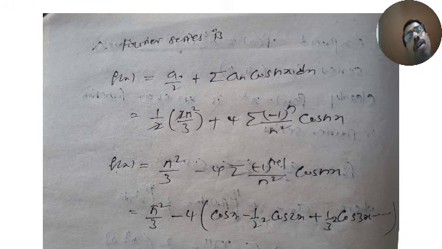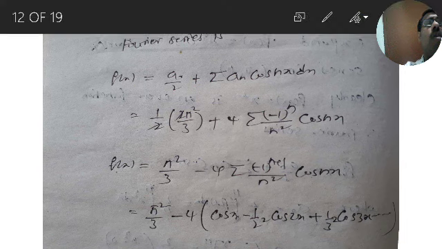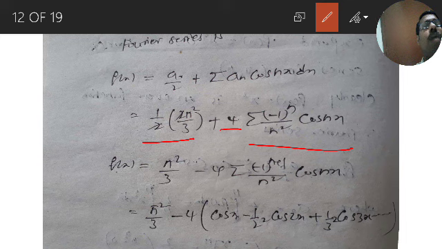So substitution: 1 by 2 into 2 pi square by 3, 4 constant outside, sigma minus 1 whole power of n by n square, and 2 and 2 cancel in the first term. Now f of x equal to pi square by 3, substitute n equal to 1 to infinity, plus 4 into sigma minus 1 whole power of n by n square cos nx. For n equal to 1, it is minus cos x, n equal to 2, it is plus 1 by 2 square into cos 2x, n equal to 3, minus 1 by 3 square into cos 3x.